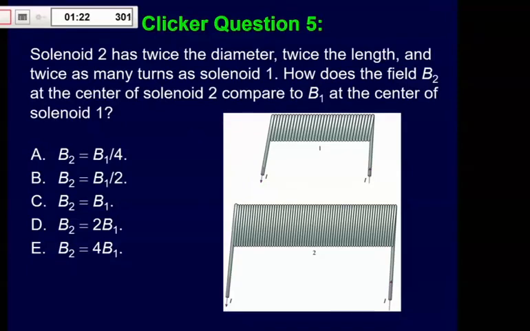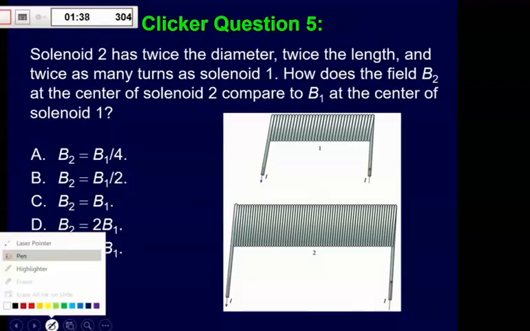Okay, let's look at this one here. This one is, I think, kind of tricky. And so let's see what we think. Let's just define some of these things.